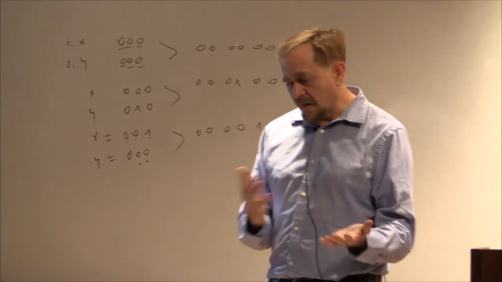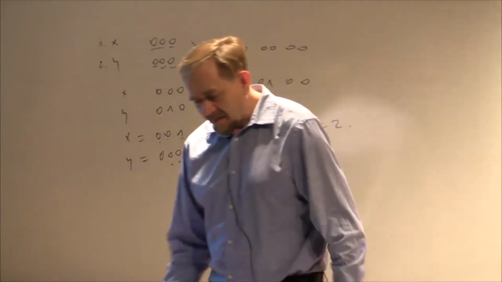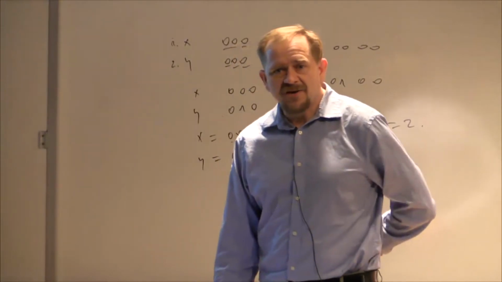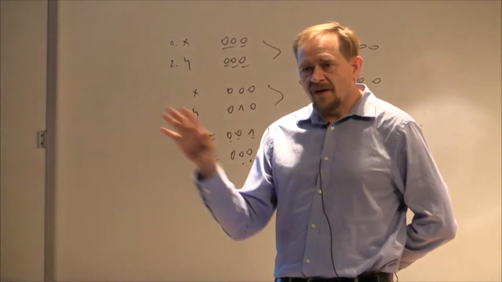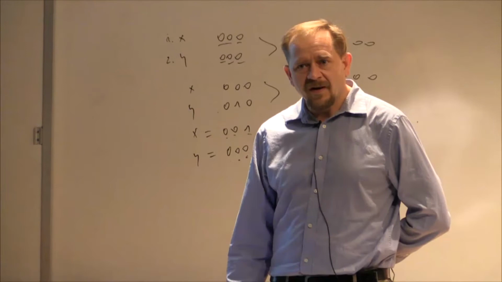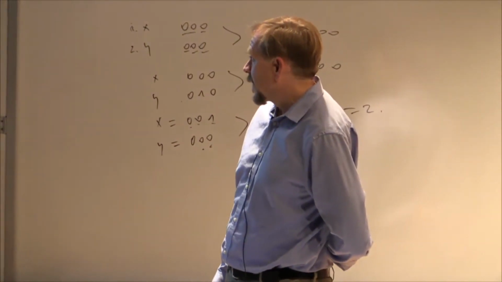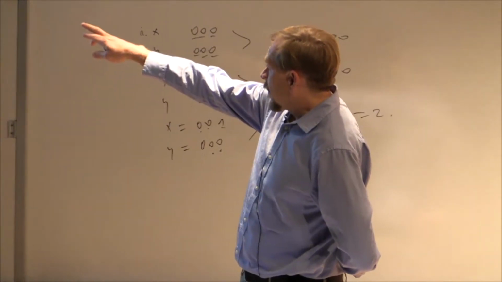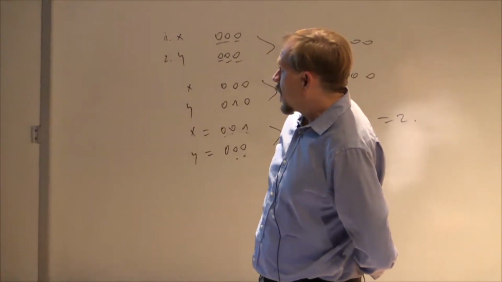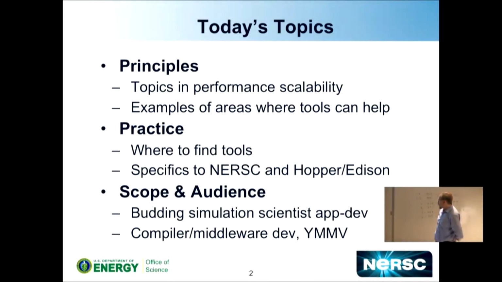And so it's a nice, empirical, abstract mashup to be able to say, where do I think my code is going, and what does the tool think is going? And by putting those together, you can oftentimes make things run really fast. The generalities I'll go over in the next half hour or so, and then we have lots of details about specific software tools that you can find on Hopper or Edison.